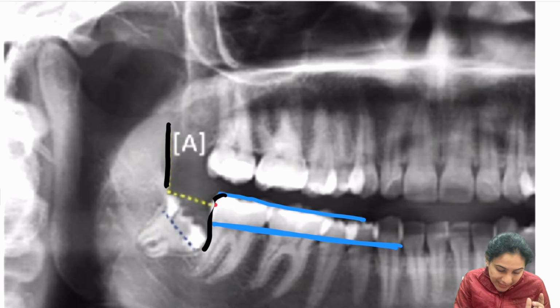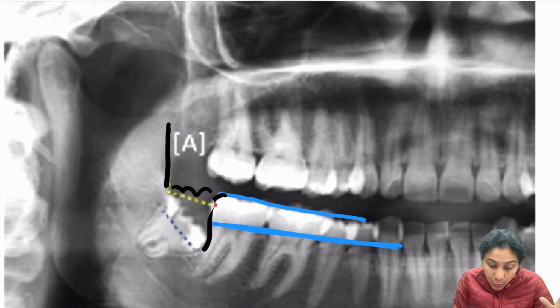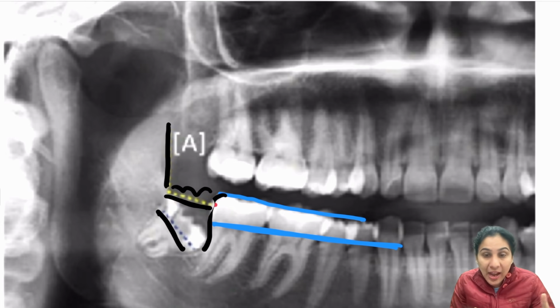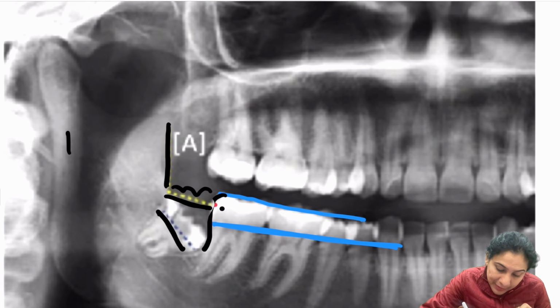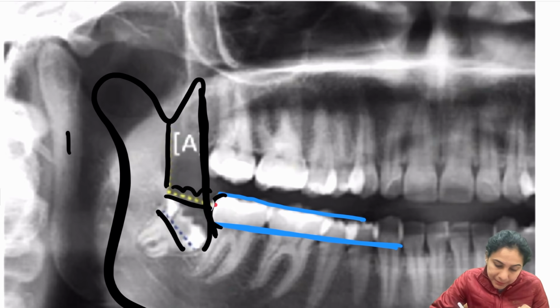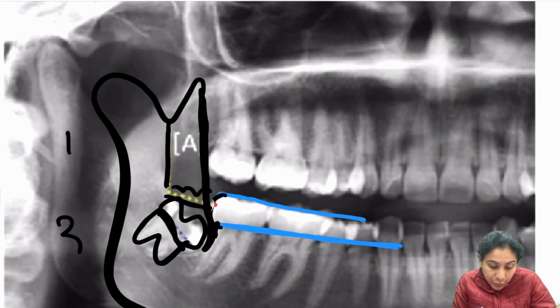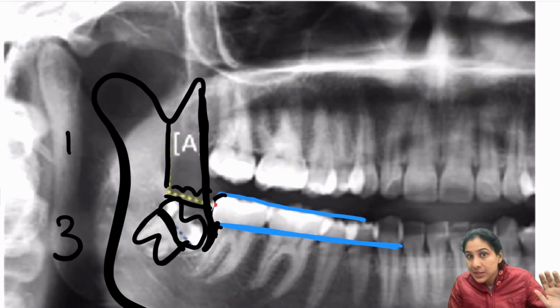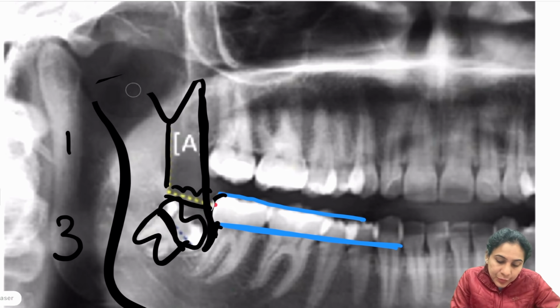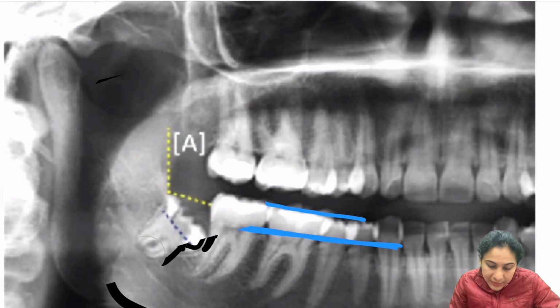If the space would have been enough, equal to this and this, I would have given it a score of 1. Suppose the ramus started from here only, suppose the ascending ramus was like this, so that this whole tooth is inside the ramus. There is no space. Then I would have given it a score of 3, absolutely inside the ramus. But this is not the case. A lot of you get confused over this thing. That is why I am clarifying it for slightly longer. It is not the case.